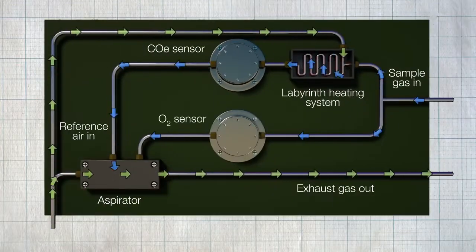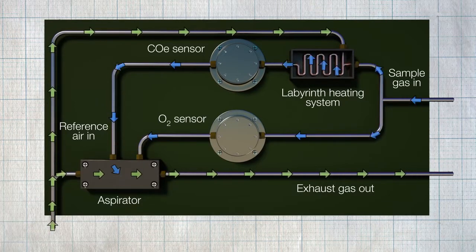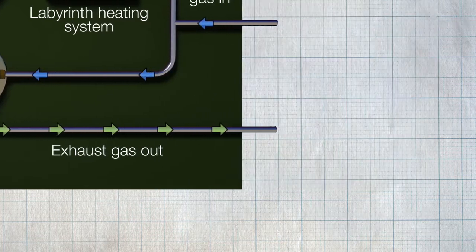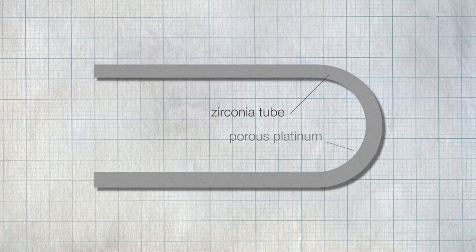Oxygen analysis is carried out by an industry-standard zirconium oxide cell. Zirconium oxide sensor technology produces a reading of the net oxygen remaining after the combustion of all the available combustible gases. The sensor consists of a thin piece of zirconium material.